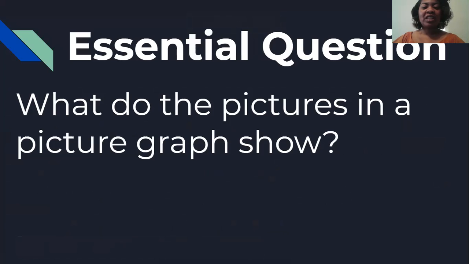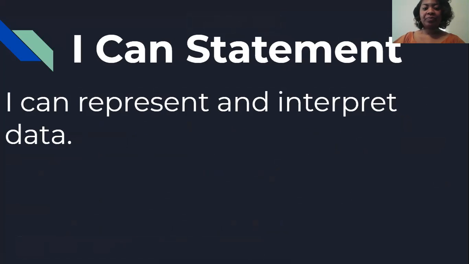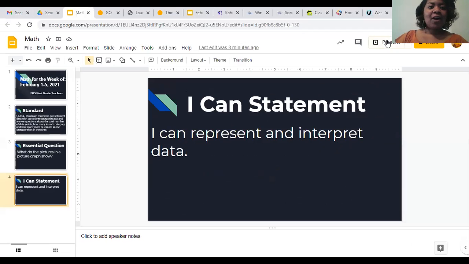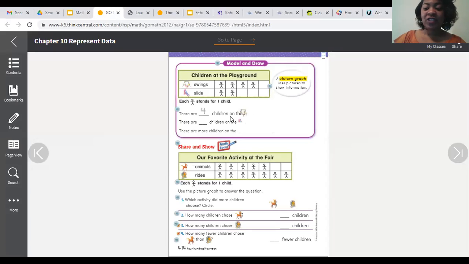Our essential question is, what do the pictures in a picture graph show? Our I can statement is I can represent and interpret data. In our Big Ideas Go Math books, we're going to be working from page 414, where we see a picture of a picture graph.